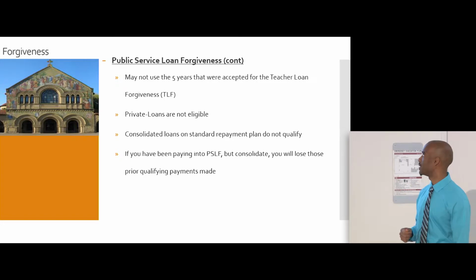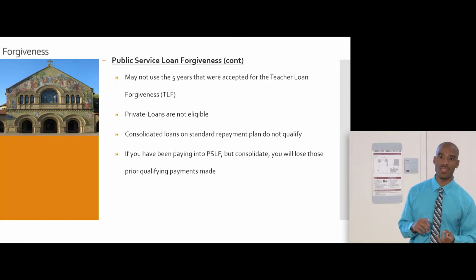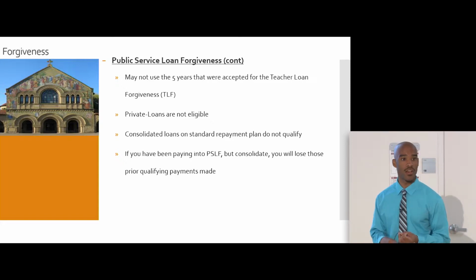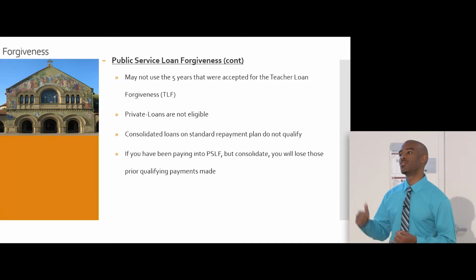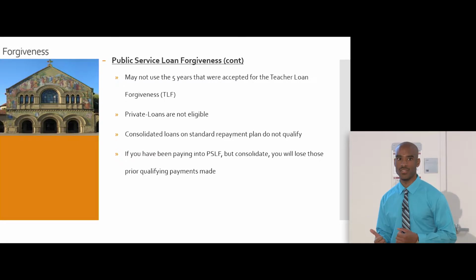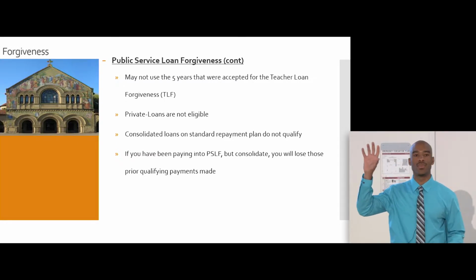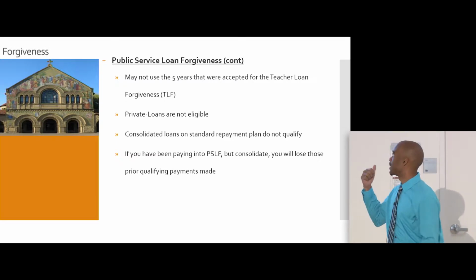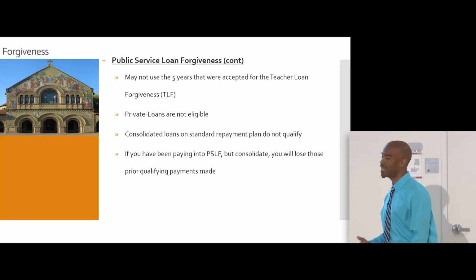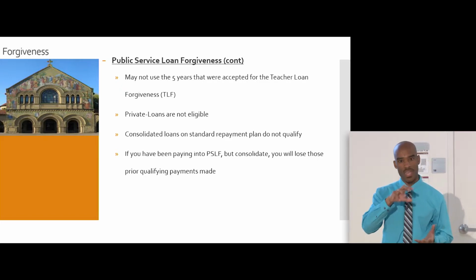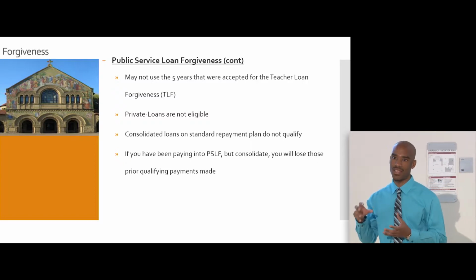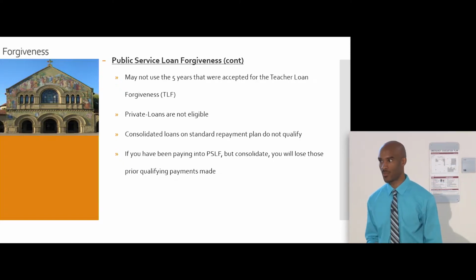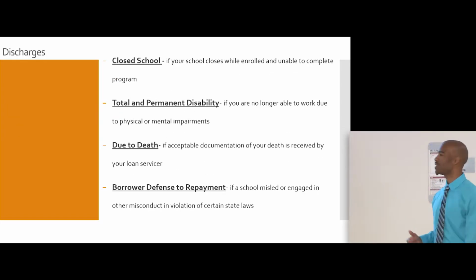More about the public service loan forgiveness. So if you were a teacher and you did the 5 years, those 5 years that you use towards the teacher loan forgiveness cannot be used towards the public service loan forgiveness. So it'll be teacher loan forgiveness 5 years, public service the 120 payments. You cannot put those 5 years with the public service. The private loans are not eligible. And again, if you do consolidate, if you were making payments towards the public service and you decide to consolidate, any payments made prior to your consolidation will not count, because when you consolidate, it becomes a new loan. Starts over, starts from scratch. All right, here's some discharges.